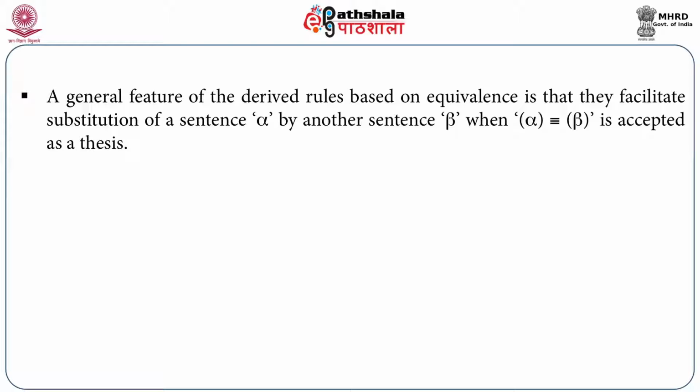We have just seen how from the definition of equivalence we can generate more theorems, and with more theorems we can generate more derived rules. And the idea of equivalence is that when we have a formula alpha and another formula beta, and if we can show the equivalence of these two, then any occurrence of alpha in any complex formula can be replaced by beta.